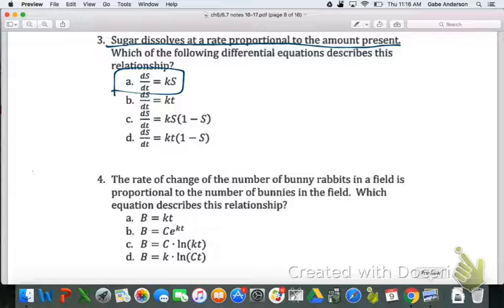Okay, so number 4 looks really similar to number 3, but it's importantly different. It says the rate of change of the number of bunny rabbits in a field is proportional to the number of bunnies in the field. Is that phrase starting to get burned in your brain a little bit this morning? The rate is proportional to the amount that's there, essentially. Which equation describes this relationship? Instead of a bunch of differential equations now, these are solution curves, right? So this is a little bit of a different question, and it would require a little deeper connection for you to make. So think it over, discuss, and we'll get an answer in a moment.